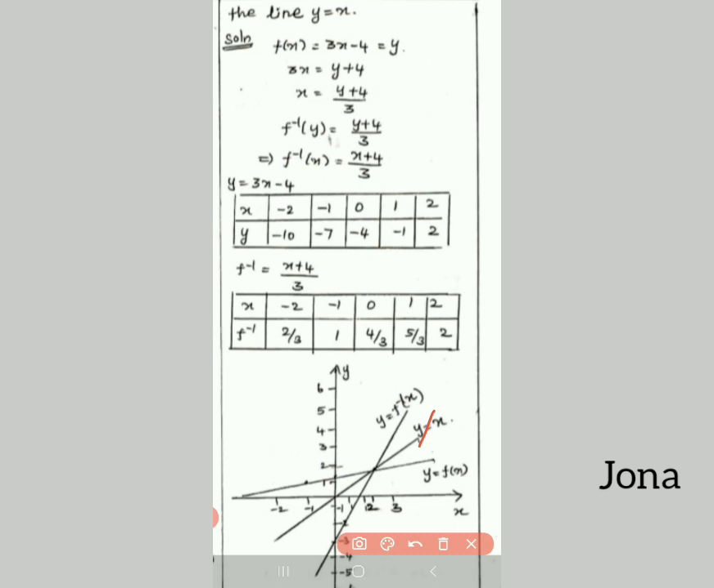So these two lines, that means y equal to f inverse of x and y equal to f of x, both the lines are symmetrical to this line y equal to x. Isn't it? On seeing the graph itself, we can easily conclude that both are symmetrical about the line y equal to x. Did you get it now?